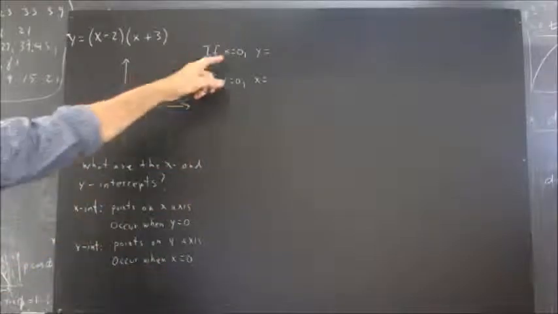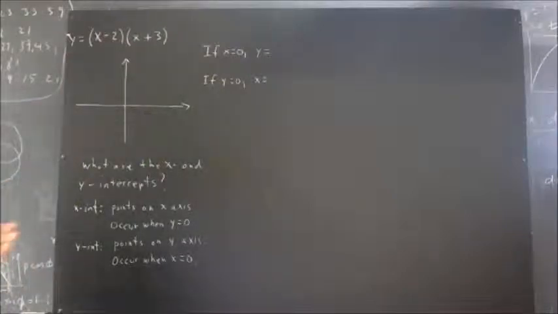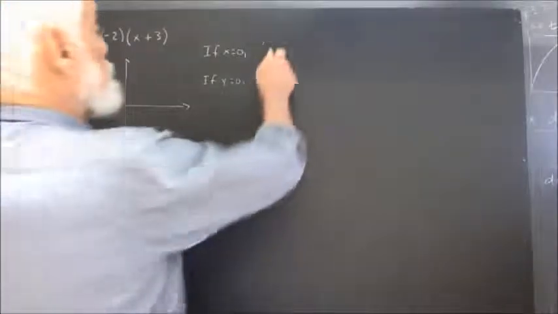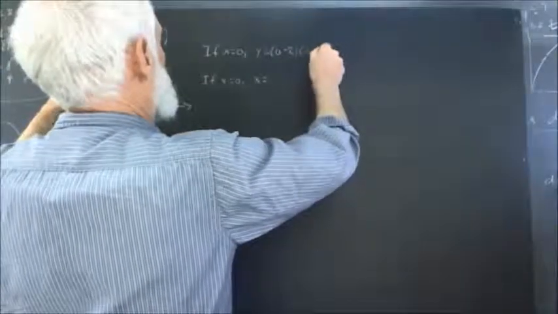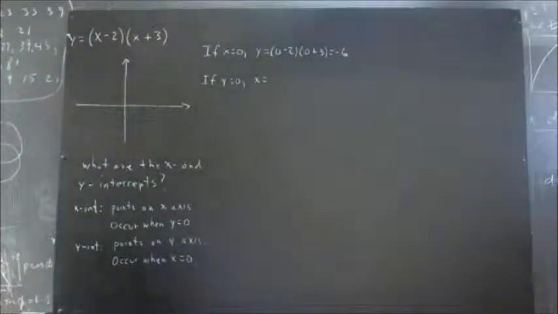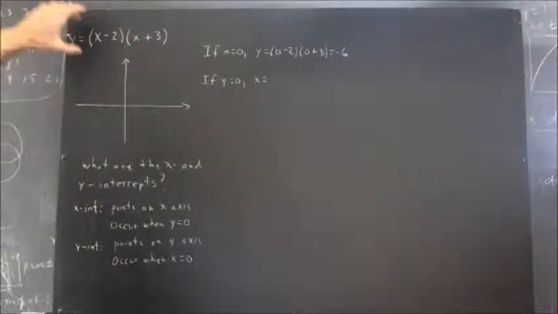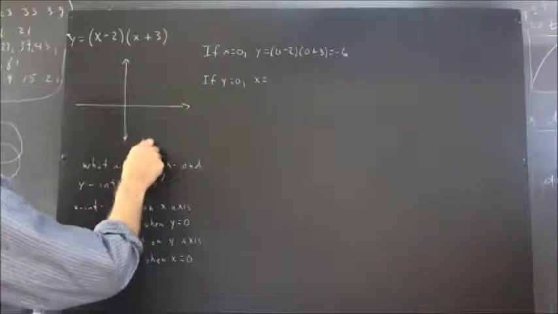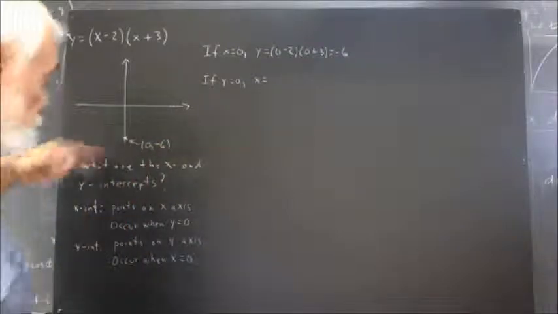Okay, well, so if x equals 0, start with that one, what's the value of y? You should have answered that. If you haven't, pause and think about it, but it's pretty obvious. y equals 0 minus 2 times 0 plus 3, which is negative 6. Telling us that the point 0, negative 6 is on the graph of this equation. So right here we've got the point, and we'll call that point 0, negative 6. That's the y-intercept.